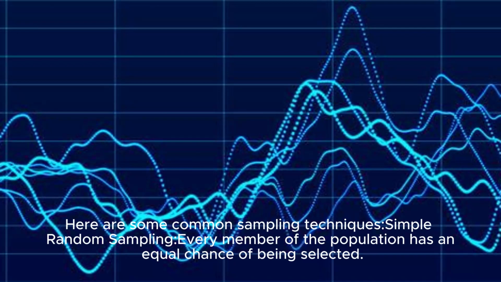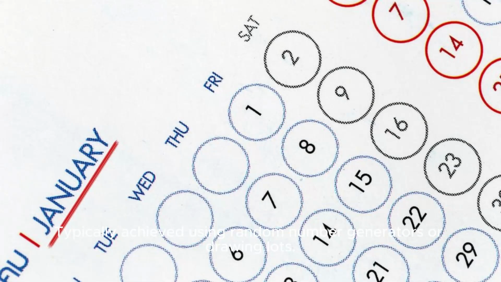Here are some common sampling techniques. Simple random sampling: every member of the population has an equal chance of being selected. Typically achieved using random number generators or drawing lots. Requires a complete list of the population, the sampling frame.